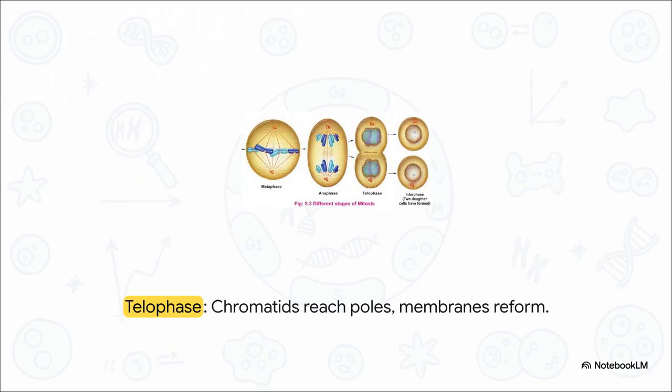Once they reach the poles, that marks the beginning of telophase. The frantic movement finally ceases. Now, each pole has the exact same number of chromosomes as the original parent cell. Those chromosomes start to uncoil back into that loose chromatin state we talked about earlier, and a brand new nuclear membrane reforms around each set. So we now have a single cell containing two completely identical nuclei.